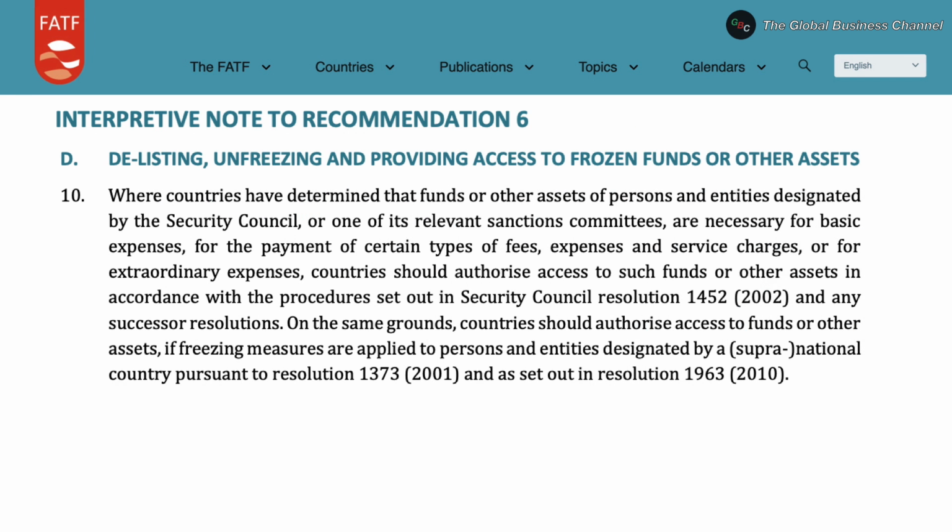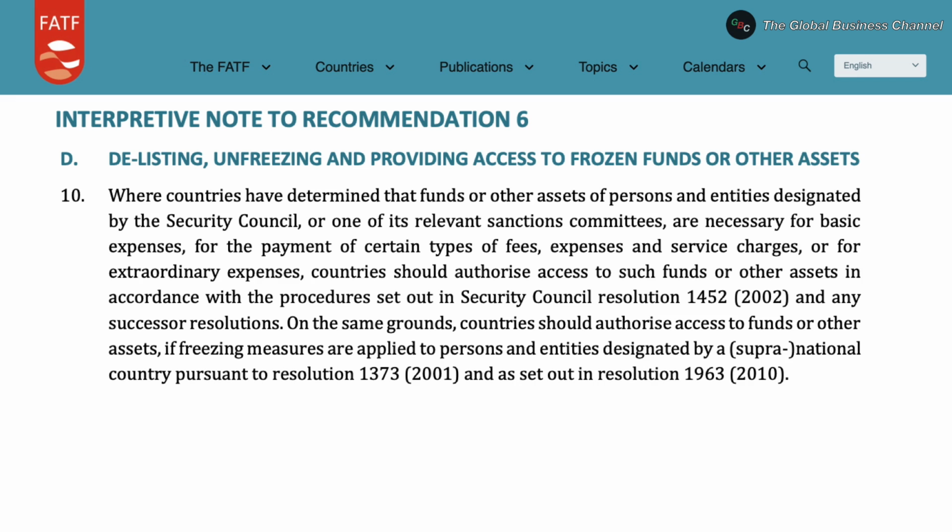Interpretative Note 10, still once again on the same subject matter, stipulates that countries should allow access to frozen funds or assets for basic needs, certain fees, or extraordinary expenses if deemed necessary.